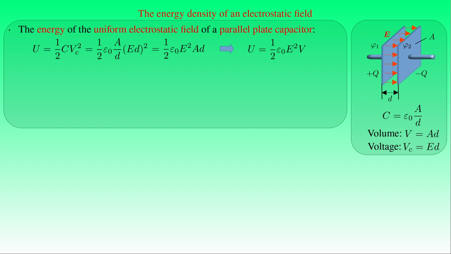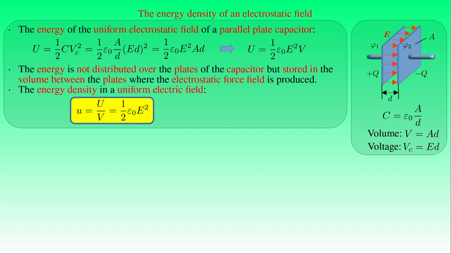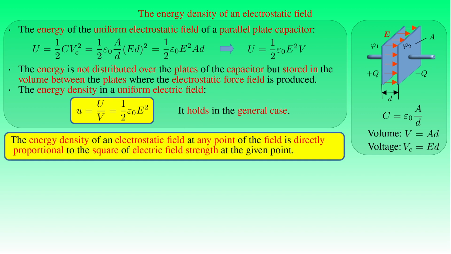We can interpret this result as the fact that the energy U is not distributed over the plates of the capacitor but it is stored in the volume V between the plates, where the electrostatic force field is produced. Since this field is uniform for parallel plate capacitors, the energy per unit volume, that is the energy density denoted by lowercase u, is equal to 1/2 times the vacuum permittivity ε₀, times the square of the magnitude of the electric field strength E. Although we derived this result for parallel plate capacitors, it holds in the general case as well. In other words, the energy density of an electrostatic field at any point of the field is directly proportional to the square of the electric field strength at the given point.